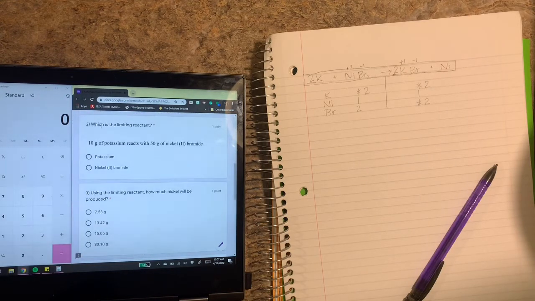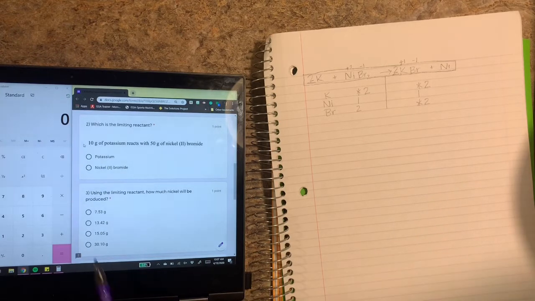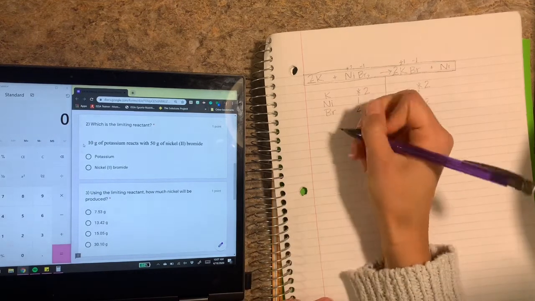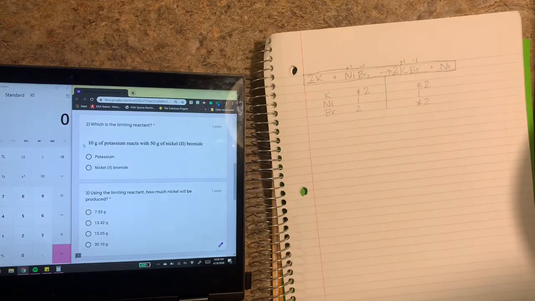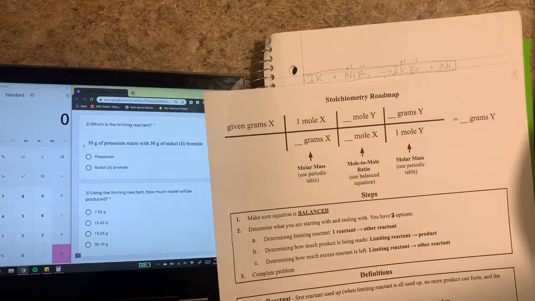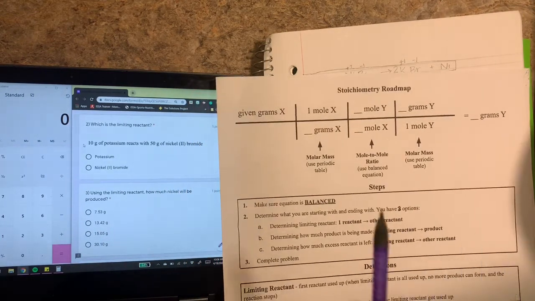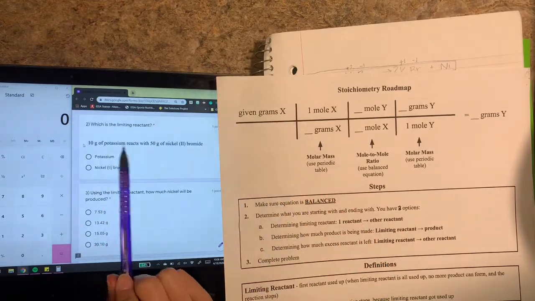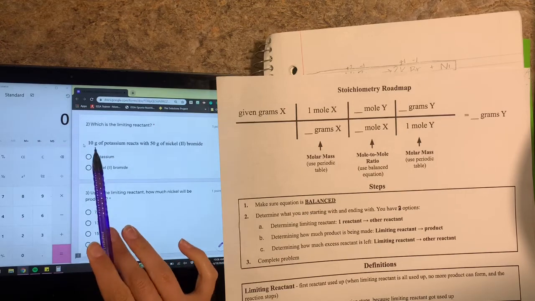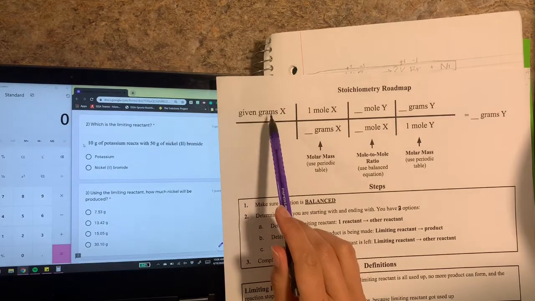The next step then is to find the limiting reactant. So we have 10 grams of potassium and 50 grams of nickel II bromide. So I'm going to set up my dimensional analysis. If you need to use this sheet, you by all means can. We are going to start in the upper left-hand box with one of the 2 reactants. So I'm going to just start with the 10 grams of potassium up here.